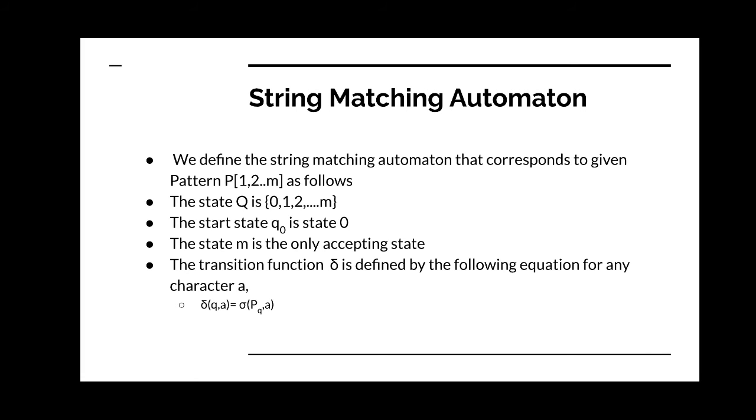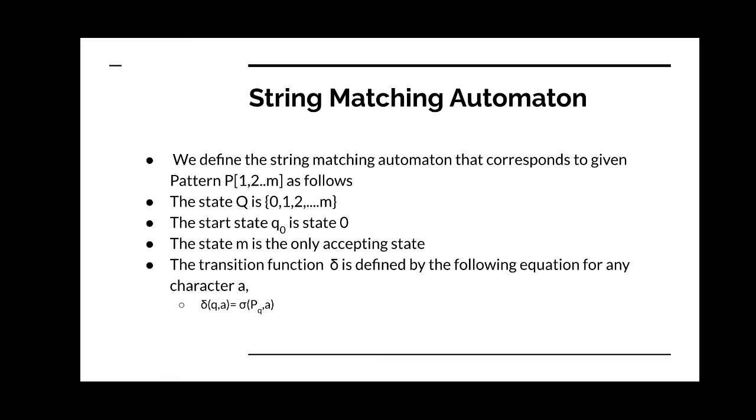The transition function delta is defined by the following equation for any character A, that is, delta of q comma A is the same as sigma of P_q A. The suffix function sigma and the transition function delta are related like this, which you can easily understand. What is the transition function? The transition function defines, from a given state q, which other state q dash it goes to when it reads a character A.